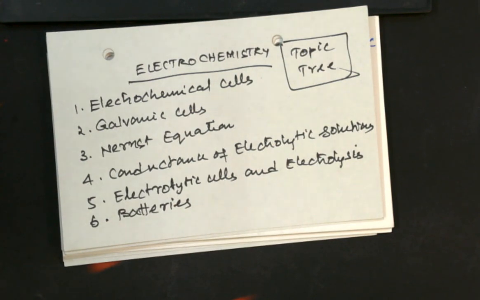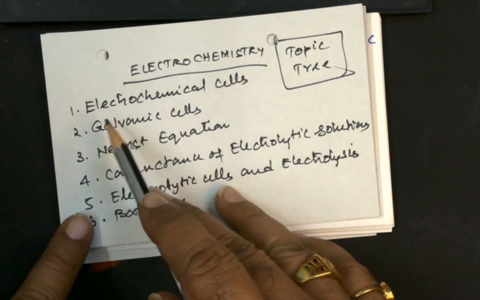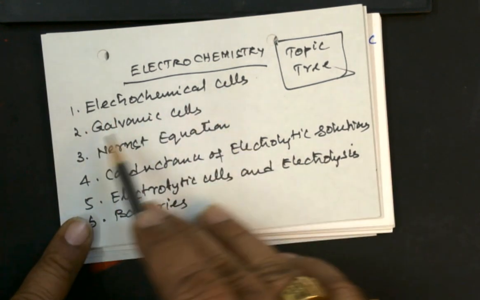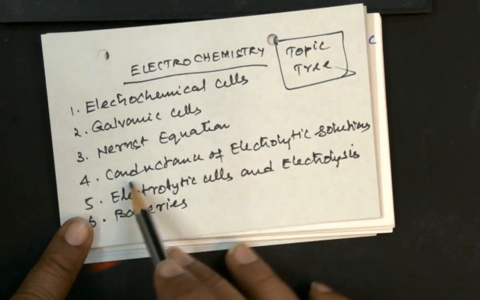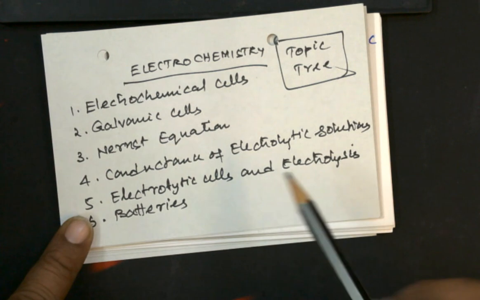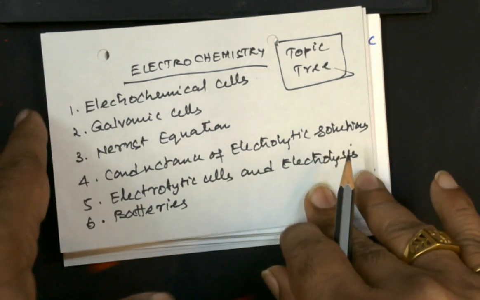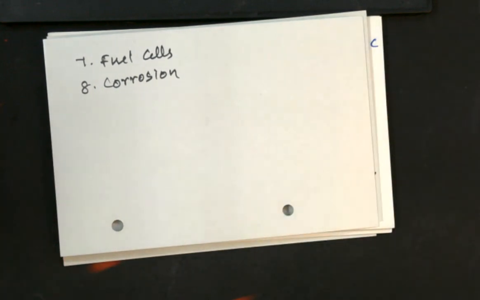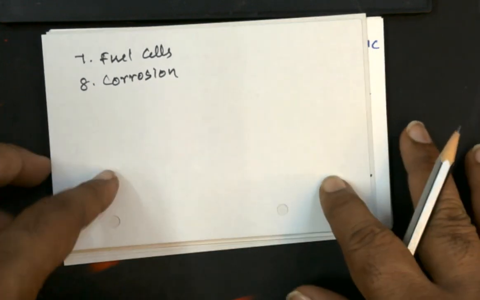Under the topic electrochemistry, we've got electrochemical cells, galvanic cells, the Nernst equation, conductance of electrolytic solutions, electrolytic cells and electrolysis. Then we have batteries. Then we'll be discussing fuel cells and corrosion.